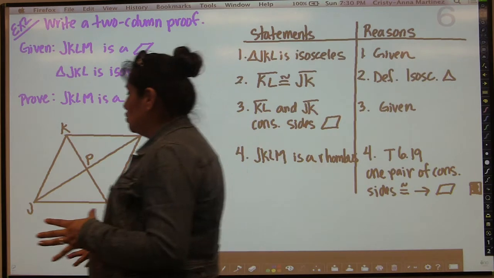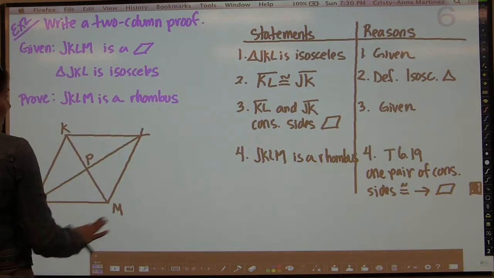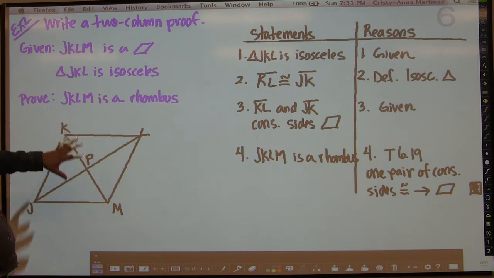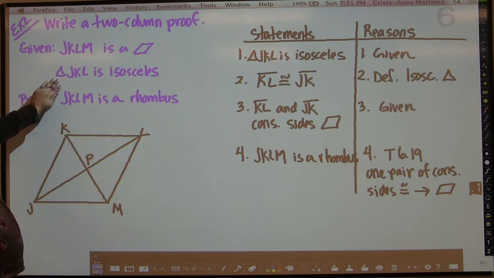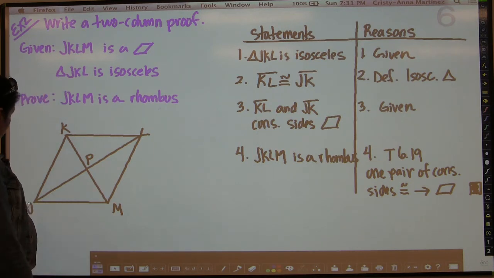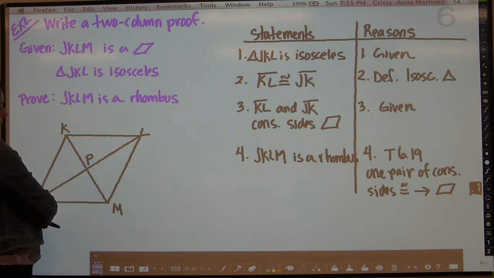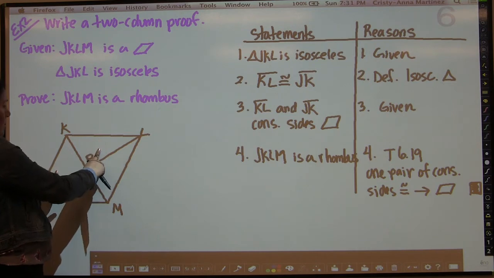So anyway, here we go. In example 2, they want us to use some of those theorems to basically write a proof. And I've already written the proof out in the interest of time, but I want to kind of walk you through it as well before you have to do one on your own. So it says, given that JKLM is a parallelogram, so we know that all the properties that apply to parallelograms apply to this diagram. And also they're telling us that JKL, this top triangle here, is isosceles. Okay? If it's isosceles, that means that these sides are congruent.